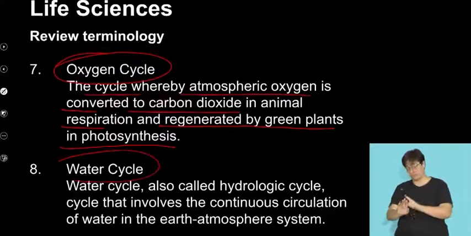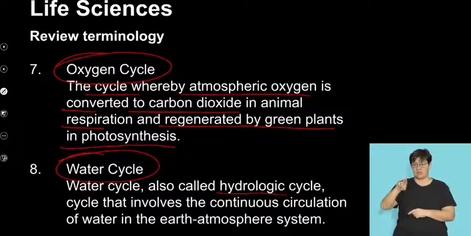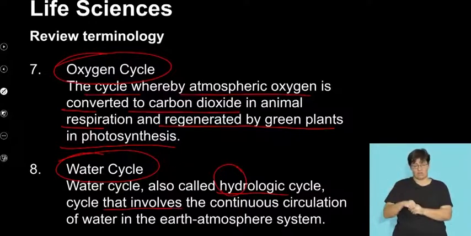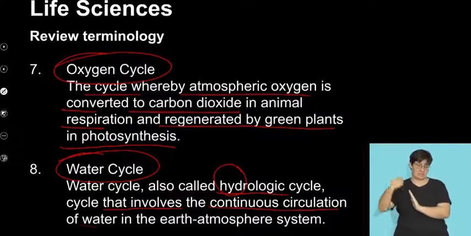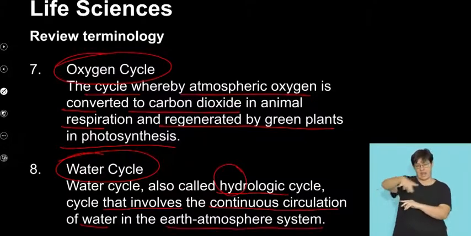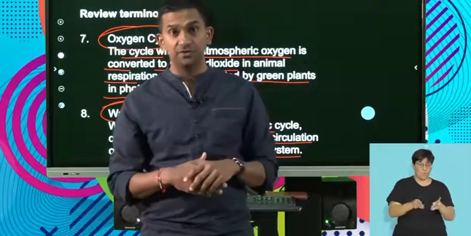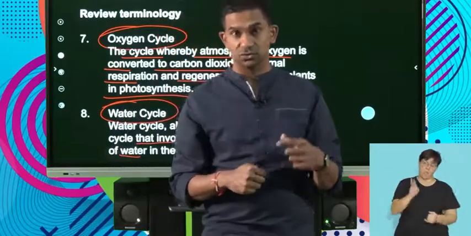We also will spend some time looking at the water cycle. Again, the water cycle is also called the hydrologic cycle, the word hydro referring to water, and the processes that are involved in the continuous circulation of water in the earth and atmospheric systems. So the water cycle would refer to how water is processed in different forms and returns back to the water cycle.